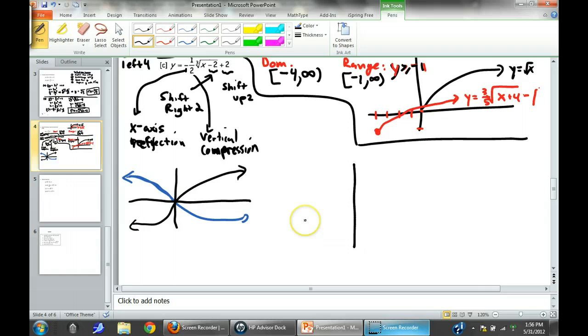So take the blue reflection, shift it up 2, shift it right 2. The only identifiable point is the origin, and just do a compression where it's some kind of a noticeably different looking, where it's been compressed in so it has a less severe bend. Something like that.